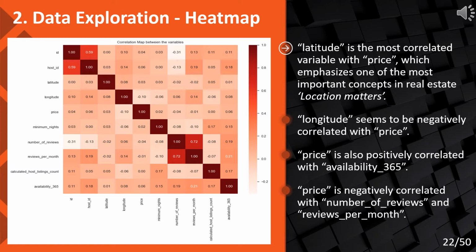Other interesting observations. Calculated host listings count is positively correlated with minimum nights and availability 365, indicating that hosts who list more than one property may think more strategically rather than opportunistically about their rentals. They may attempt to maximize the amount of time a single renter stays at their property to minimize turnover cost. They also tend to maximize the amount of time the property is being rented.